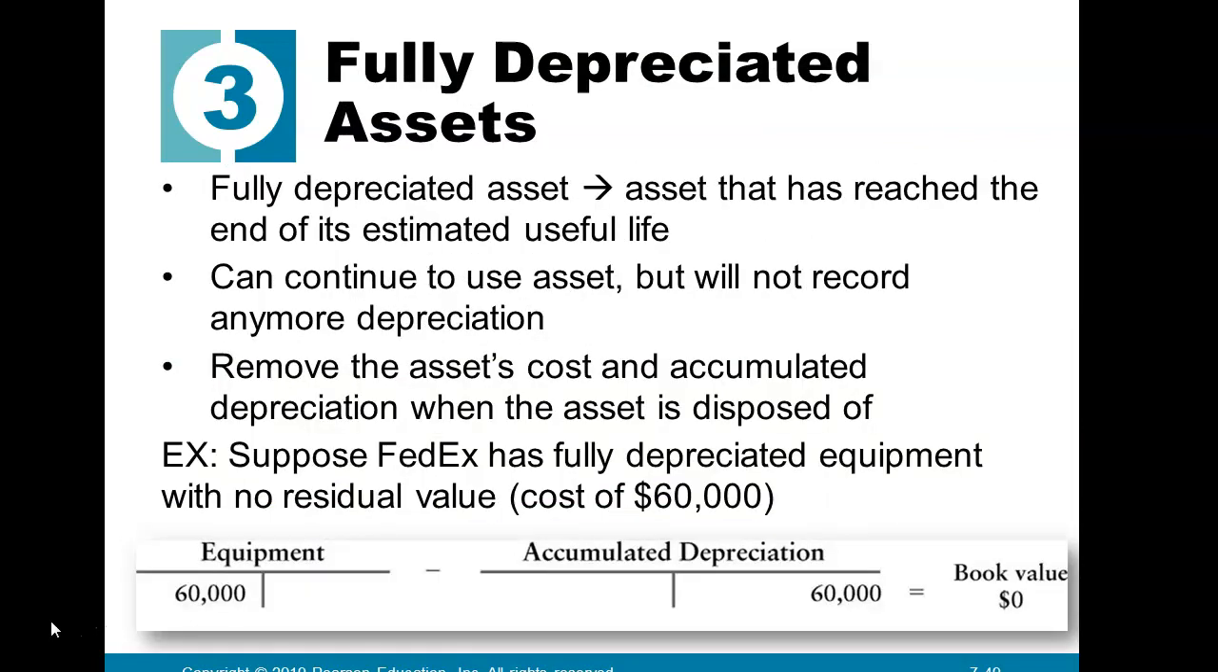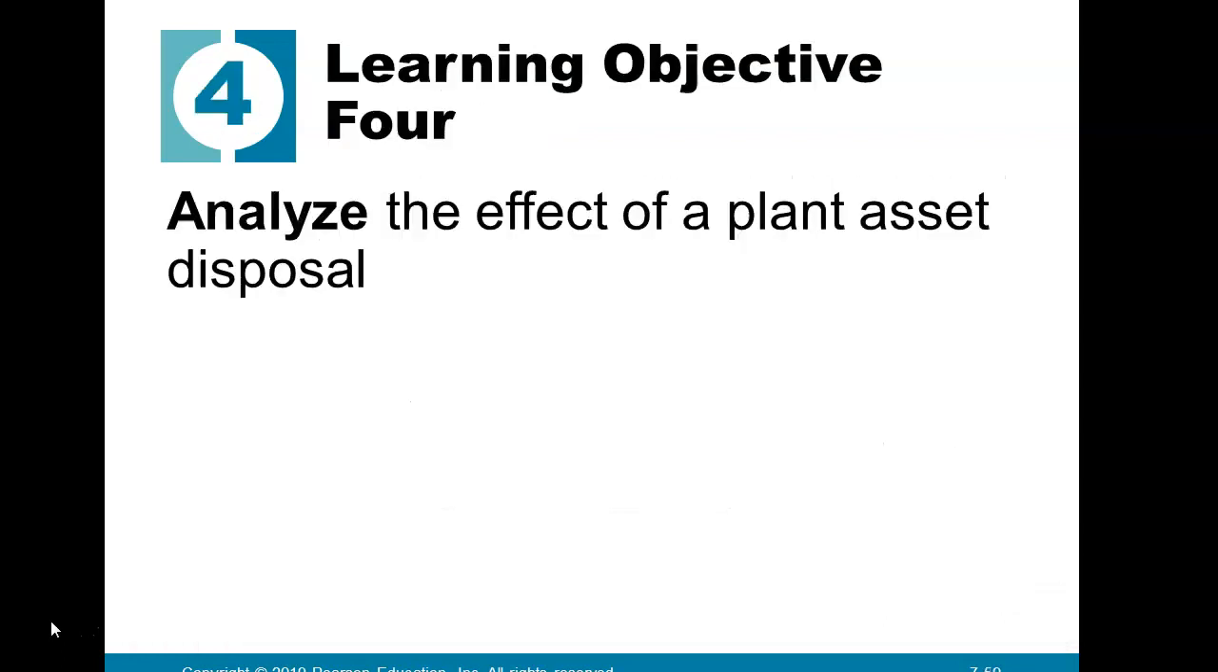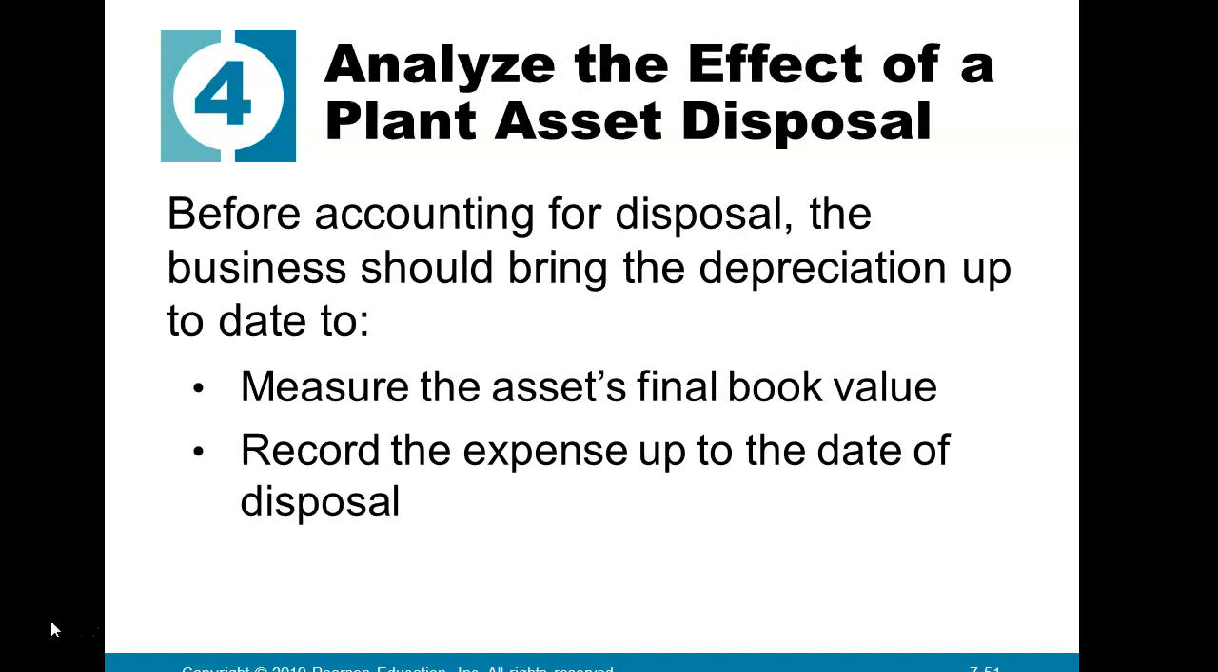Now, what if you have an asset that's fully depreciated and you sell it? Well, you could continue to use the asset, but you don't have the right to record any more depreciation because it's fully depreciated. Or you could remove it from your books when it's disposed of. Now, let's assume that we fully depreciated with no residual value. It has no book value. The asset is on the books, and the contra account, accumulated depreciation, is negative, and you have a zero book value.